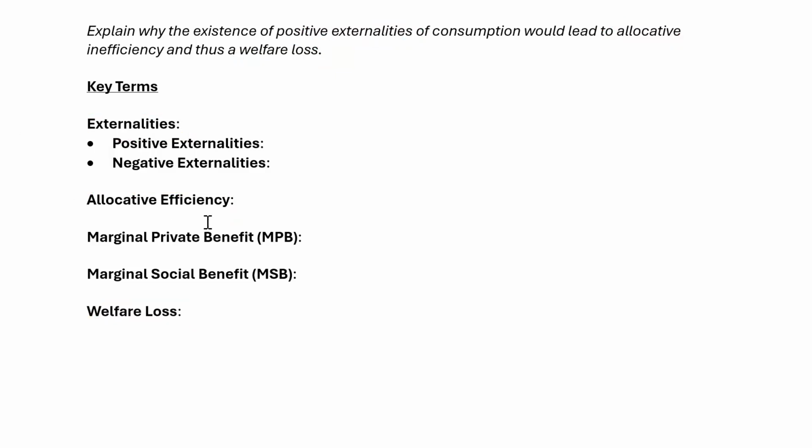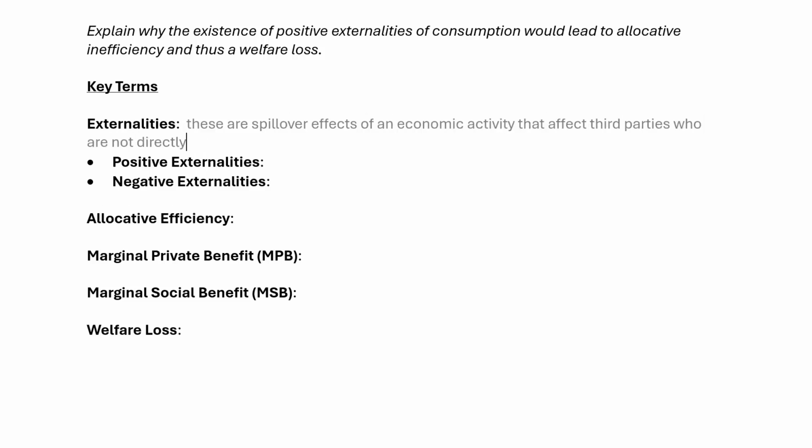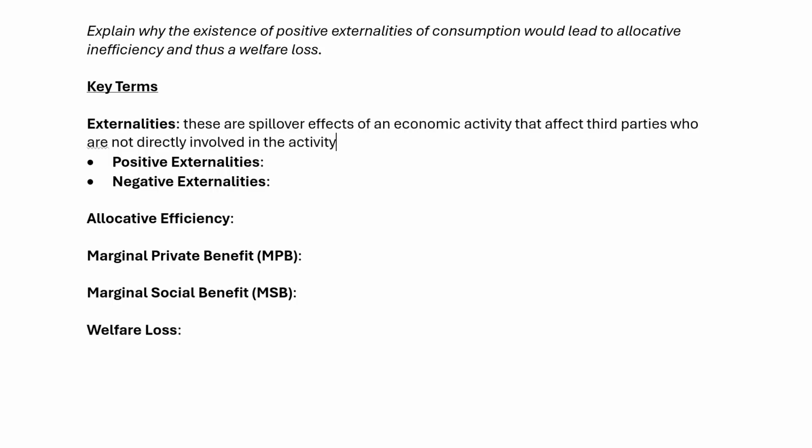Okay, so in terms of an externality, what exactly is an externality? These are spillover effects of an economic activity that affect third parties who are not directly involved in the activity. Externalities can be positive or negative. All right, so essentially externalities are, as I mentioned, kind of like a side effect, and they can affect other parties that are not directly involved. So these can either be good externalities or bad externalities.